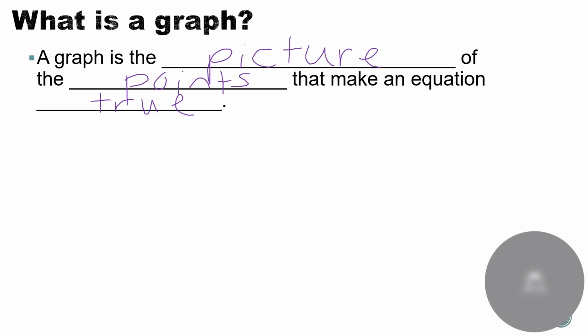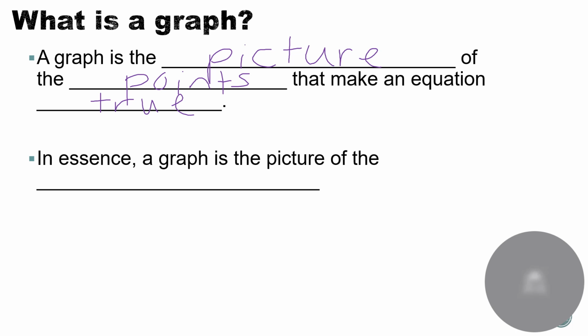But the picture can have a real advantage to us, just like if you were building a piece of furniture, like a chair from IKEA or something, and you've got all these directions, but what really helps you out is a picture. Show me how these pieces fit together. So that's what a graph is. It's a picture of which points make an equation true. So in essence, a graph is a picture of the solutions.